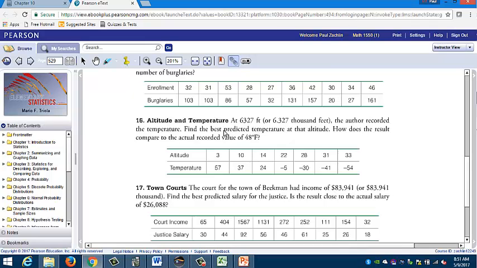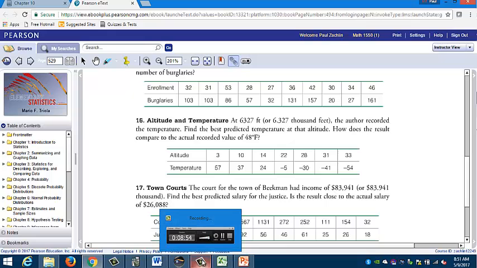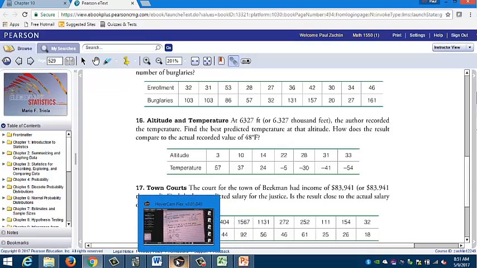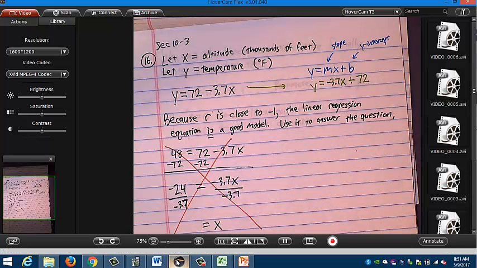So the question is, what's our best predicted temperature at 6327 feet? Well, we can use the line, right? Because the correlation coefficient was really close to 1. The p-value was really close to 0. So let's compute it. 6327 feet, right?